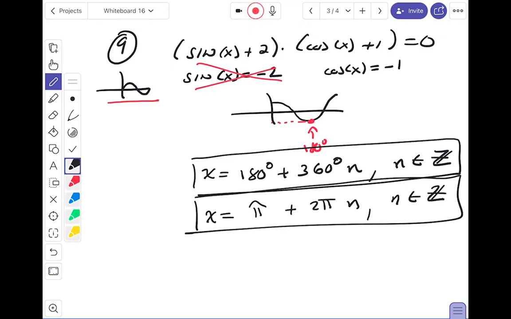All right, let's see how we did. And I'm looking at it, and I noticed they wrote down pi plus 2 pi n. I feel good about that. It's the right answer. All right, let's go to number 10.